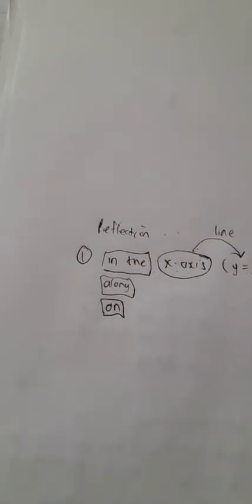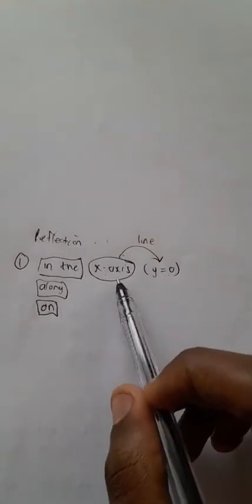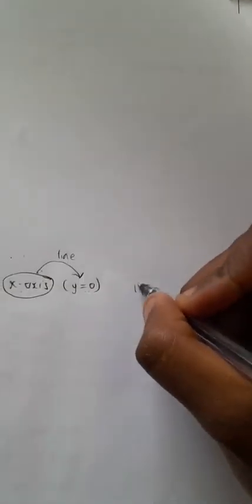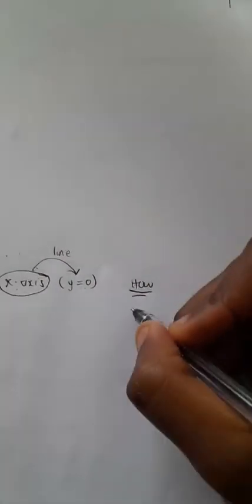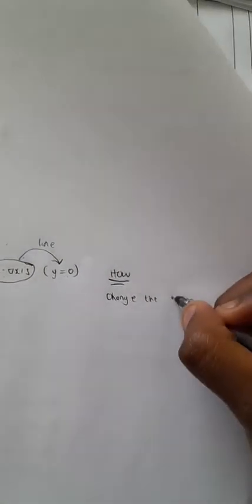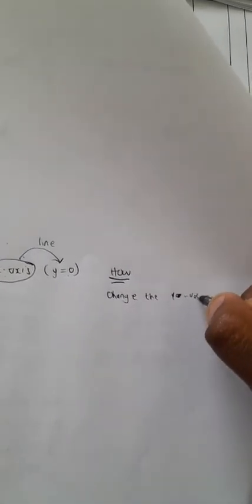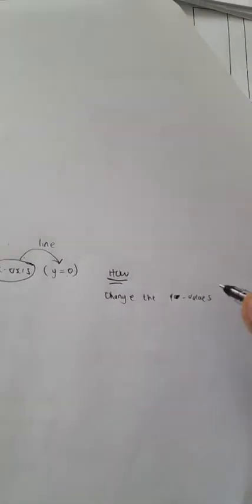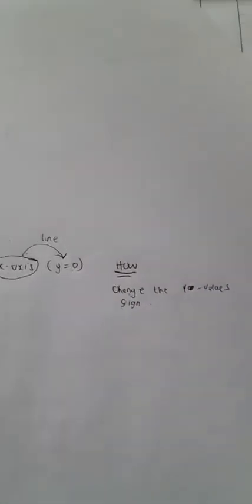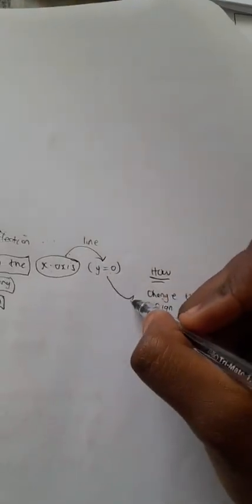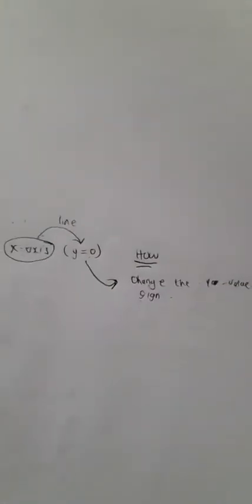Don't worry, I'll get to the rotation one. You must first get this one. So we know who, in the x-axis, but how? The minute we say reflection in the x-axis, it means we change the y value sign, doesn't matter what it was. The minute we say reflection in the x-axis, we change the y value sign.